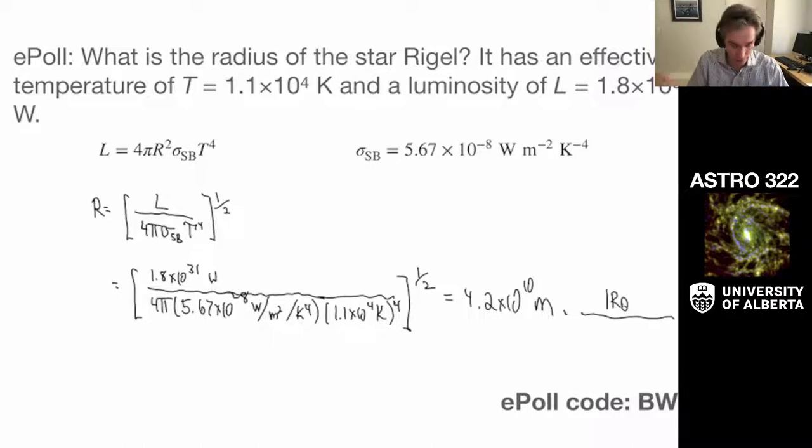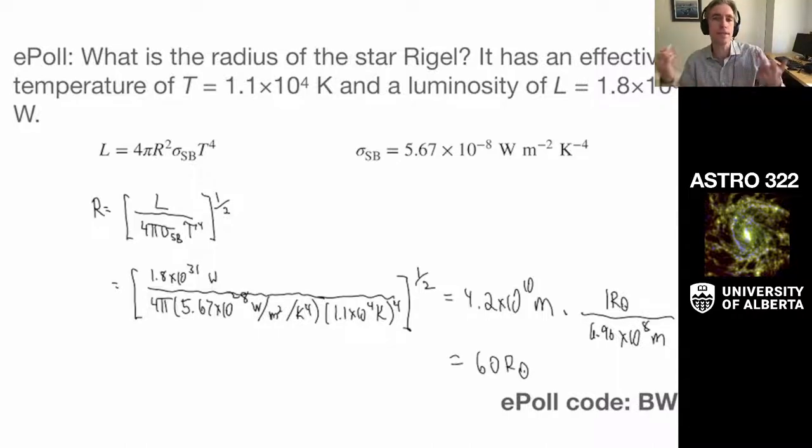So the neat thing to do to contextualize this is to use a useful scaling: a solar radius, the size of our sun, is 6.96 times 10 to the 8th meters. And if you do that, you get about 60 solar radii. So this is a big, bright star. For reference, the luminosity of the sun is 3.9 times 10 to the 26 watts. So this is 100,000 times brighter, it's bigger, it's hotter. So this is a massive star.